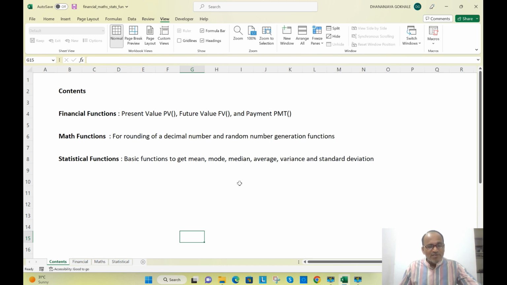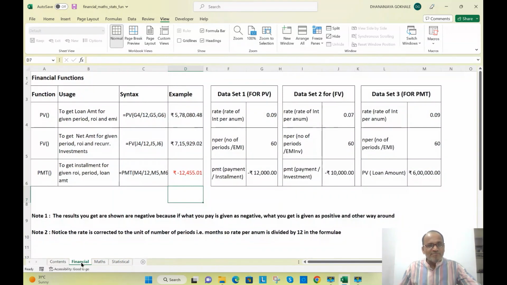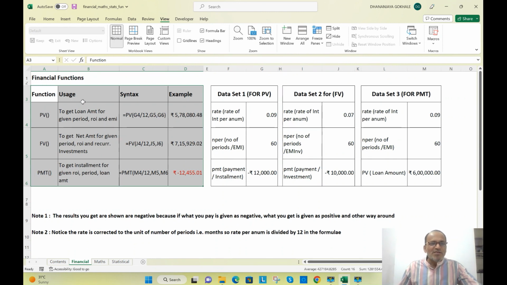All right, let us then move on to financial functions. We can see in this table, the first column is function, PV is present value, FV is future value, and payment is the equivalent to EMI. The use of function is shown here. PV is for getting a loan amount. That means to find out the loan amount for a given period of time and a rate of interest with which the bank has given you a loan and equated monthly installment, right?